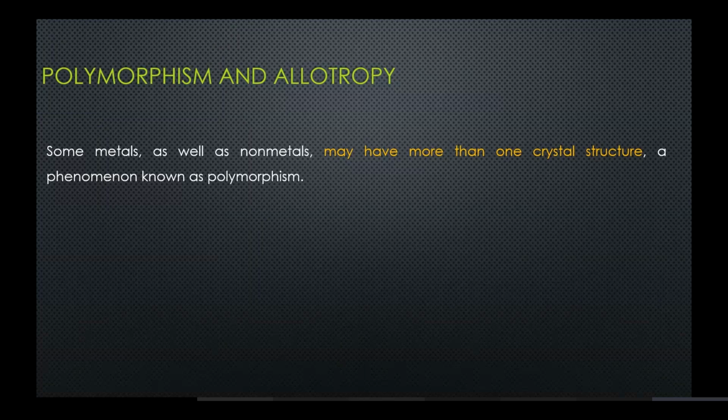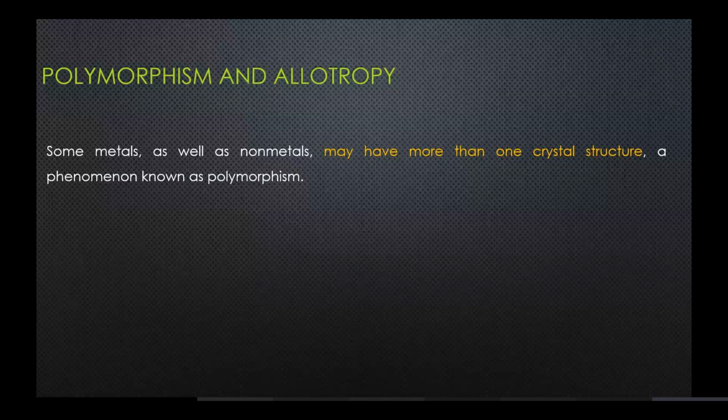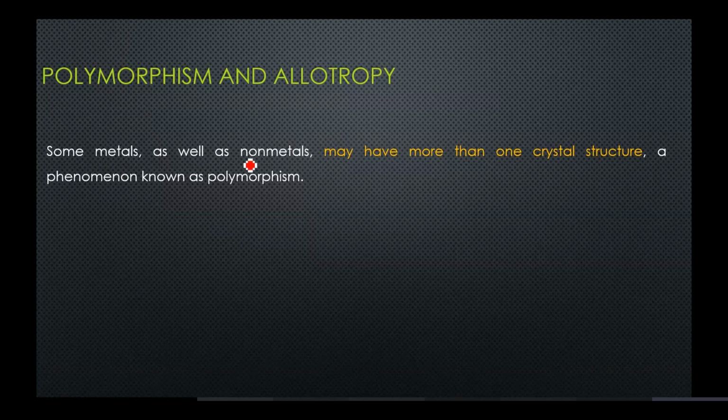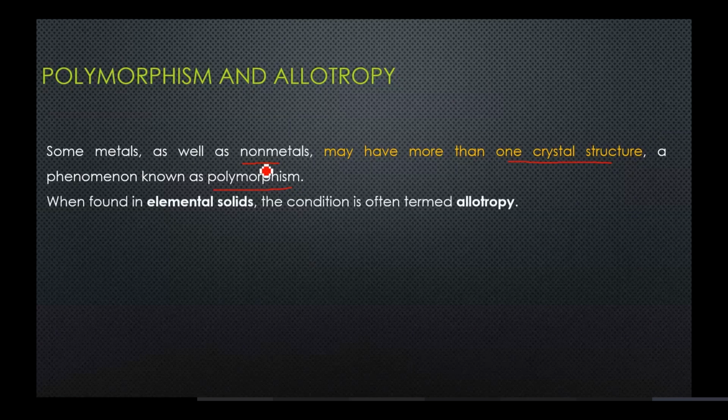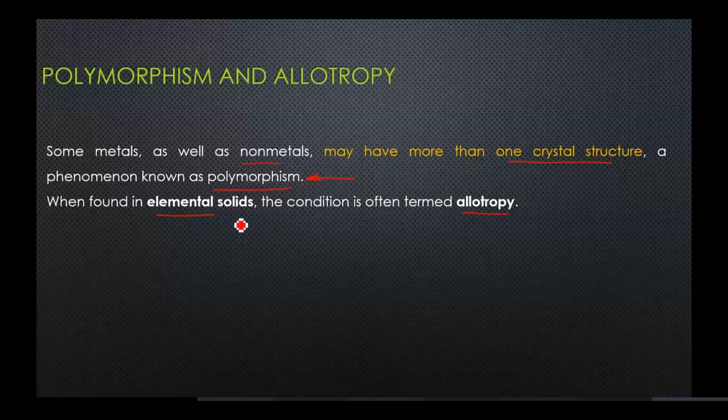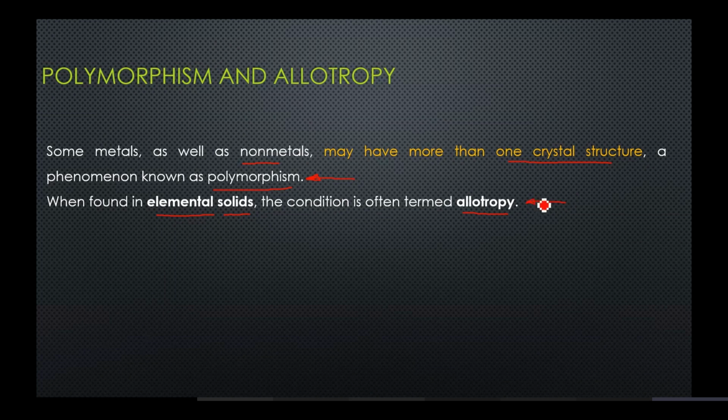On to further information about crystal structure: the terms polymorphism or allotropy. It is said that some metals as well as non-metals may have more than one crystal structure, and this phenomenon is known as polymorphism. The same phenomenon, when it exists with elemental solids, is known as allotropy. So if you have an alloy having more than one crystal structure, you refer to it as polymorphism. And when you have elemental solids having more than one crystal structure, you refer to the phenomenon as allotropy.